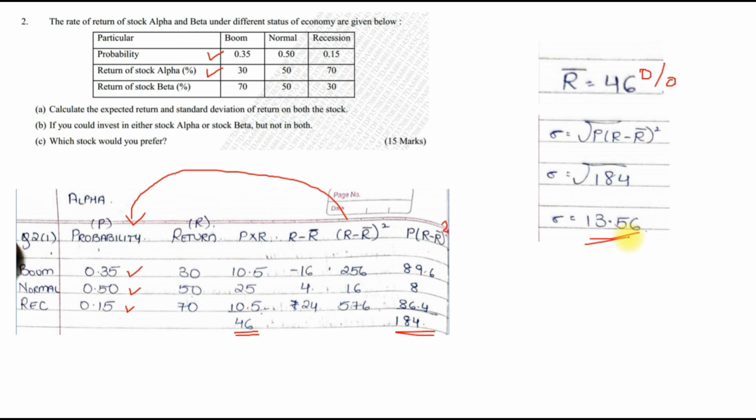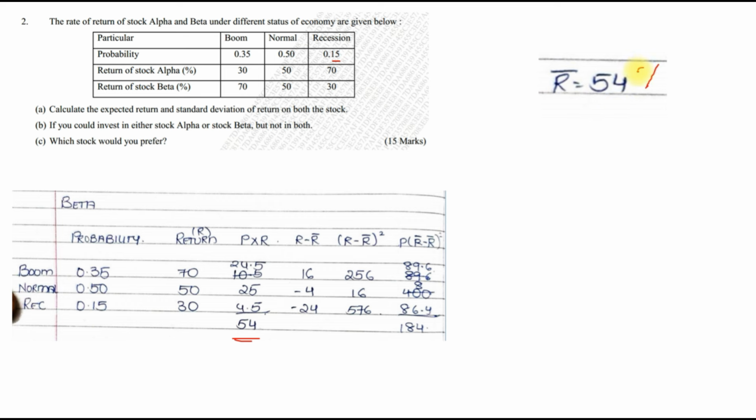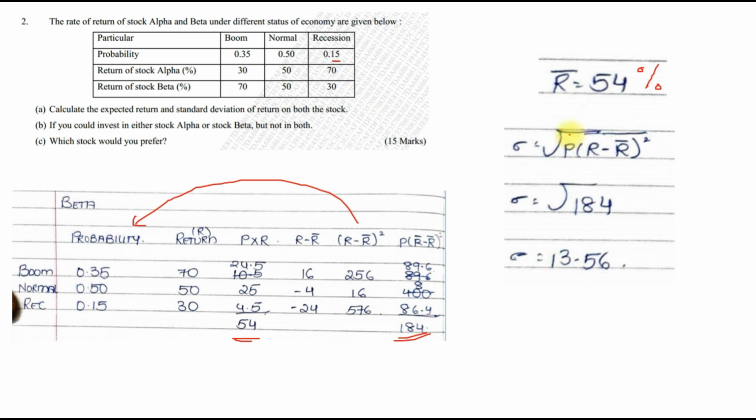In the same way, we have to find it for beta limited now, in the same order. First for beta, it will be probability and return. Probability is given as 0.35, 0.5, 0.15. Their returns are 70, 50 and 30. We multiply them and get 24.5, 25 and 4.5, which come to 54. So our expected return is 54%. Then we do R minus R bar: 70 minus 54, 50 minus 54, 30 minus 54. Take the square of that and multiply with the probability to get the total variance, which came to 184 again. The standard deviation is the root of variance, so it came to 13.56.